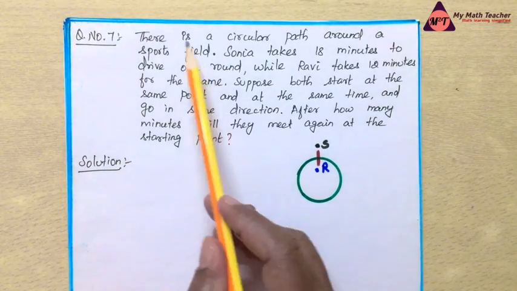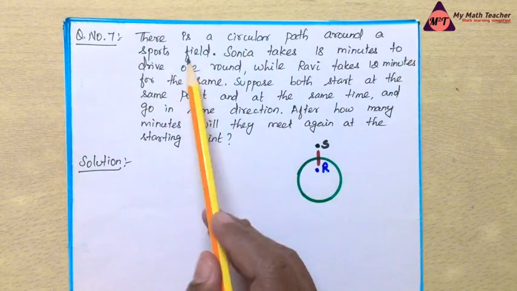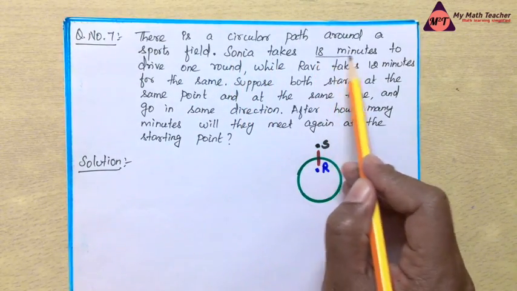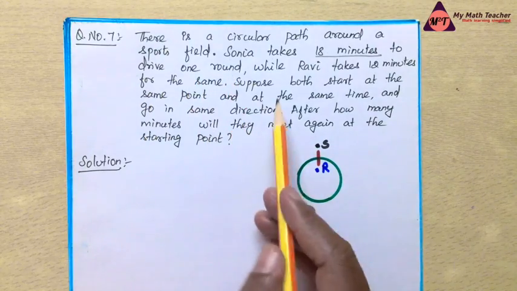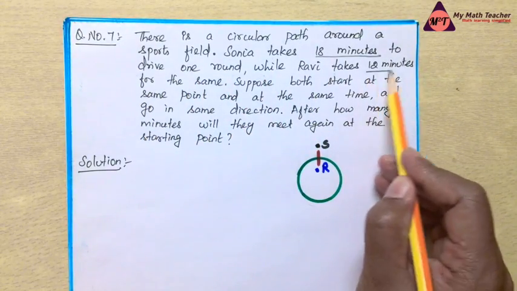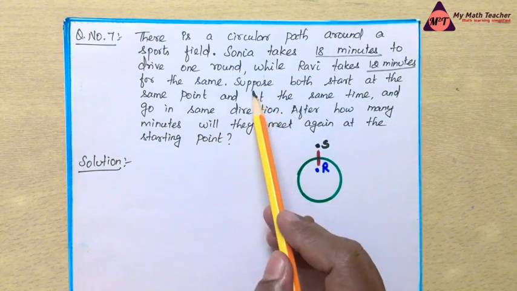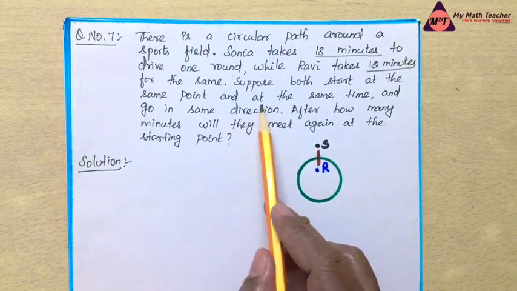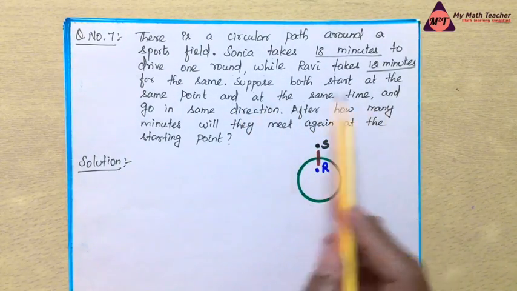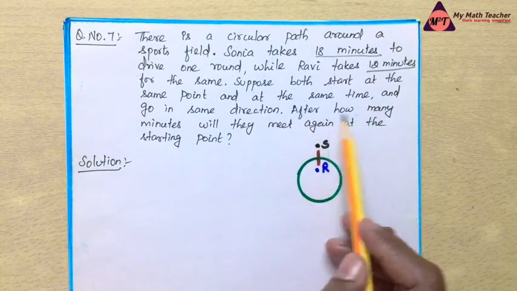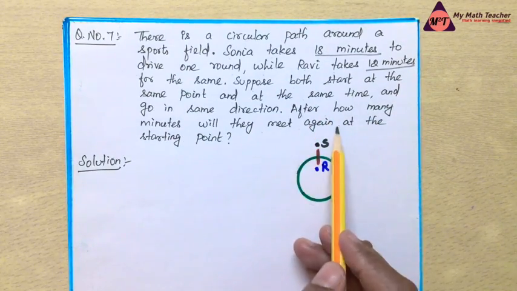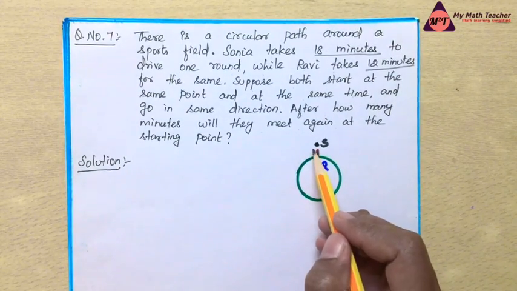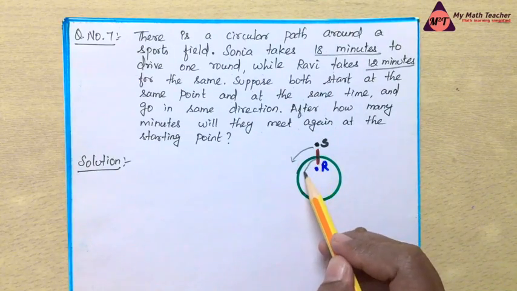Question number 7. There is a circular path around a sports field. On this circular path, Sonia takes 18 minutes to drive one round, while Ravi takes 12 minutes for the same. Suppose both start at the same point and at the same time and go in the same direction. After how many minutes will they meet again at the starting point? Let us take this as the starting point. Both are moving in the same direction.